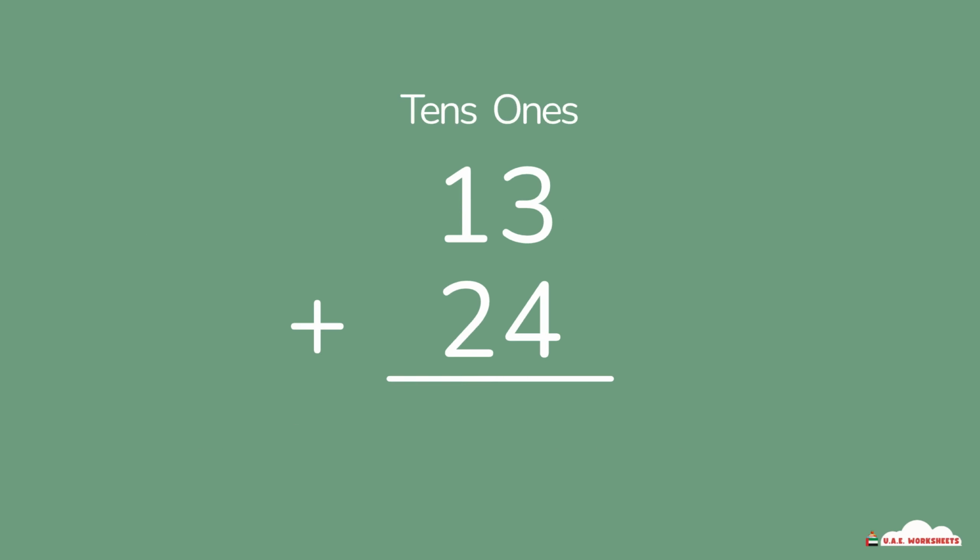For example, let's add 13 plus 24. First, look only at the ones column. You can cover up the other column with your finger or a piece of paper. In the ones column, we have 3 plus 4. 3 plus 4 equals 7. Be sure to write our answer 7 on the bottom, on the ones side.